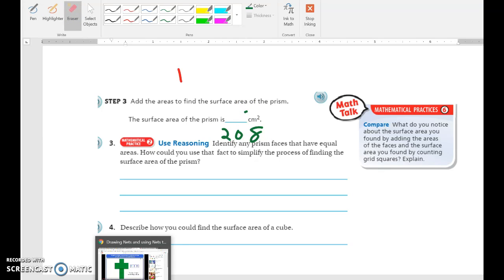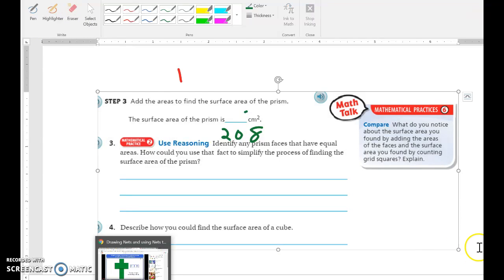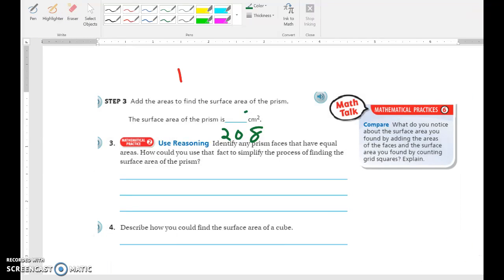Okay. So identify any prism faces that have equal areas. How could you use that fact to simplify the process of finding the surface area? Okay. So one of the big takeaways is that because rectangle prisms are sort of rectangular prisms 3 ways, there are 3, this is question number 3. There are 3 sets of parallel faces in a rectangular prism.